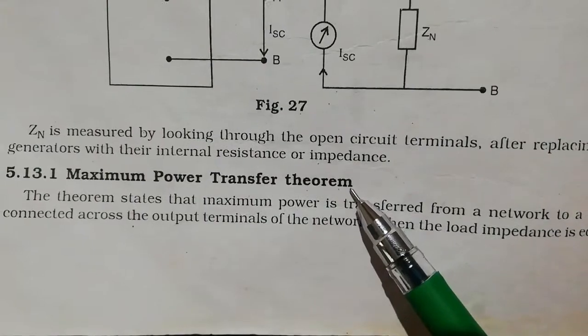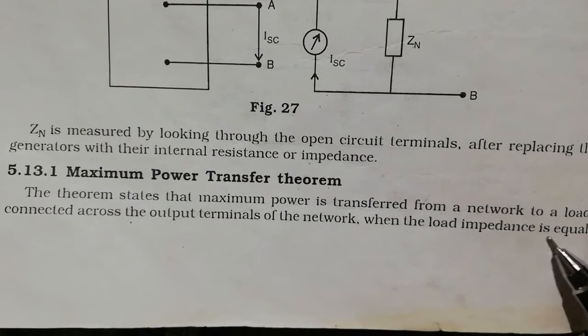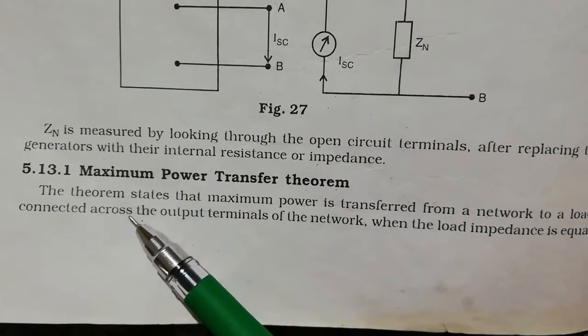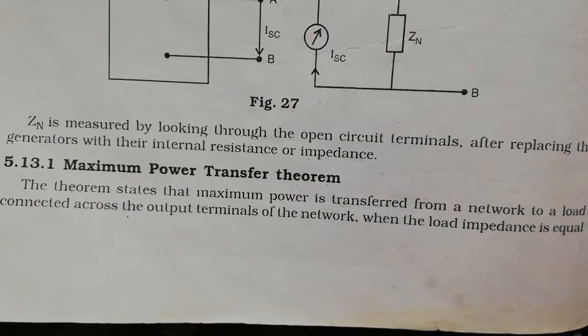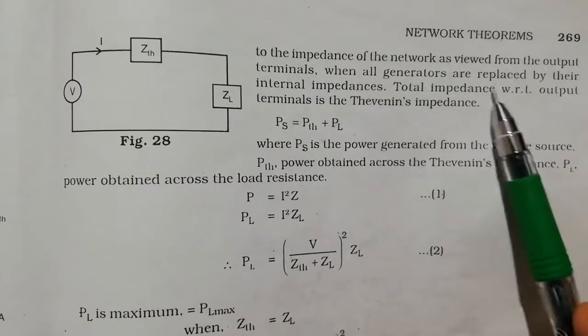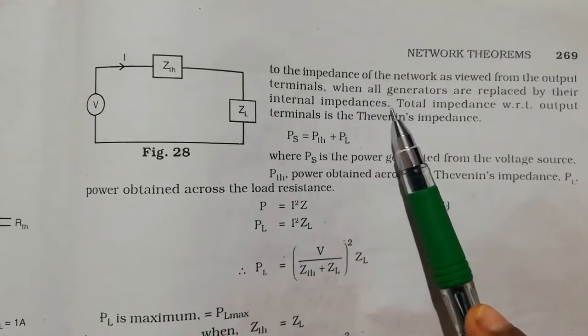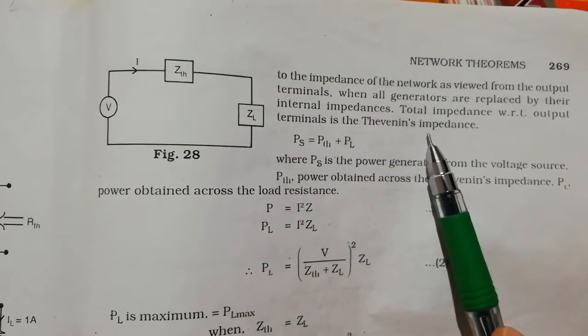The maximum power transfer theorem. This theorem states that maximum power is transferred from a network to a load connected across the output terminals of the network when the load impedance is equal to the impedance of the network as viewed from the output terminals when all the generators are replaced by their internal impedances. So the total impedance with respect to the output terminals will be the Thevenin's impedance.